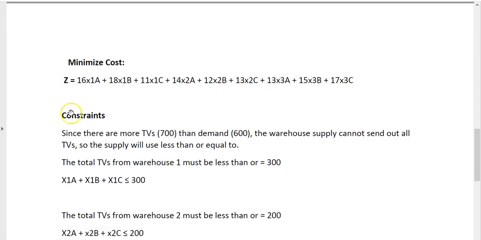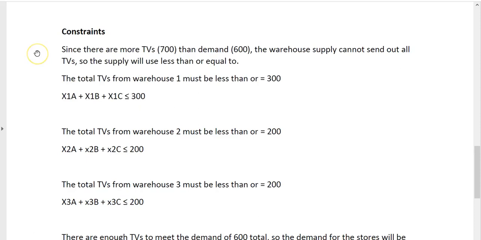Our minimum cost comes from our table: 16 times 1A, 18 times 1B, 11 times 1C, 14 times 2A, 12 times 2B, 13 times 2C, 13 times 3A, 15 times 3B, and 17 times 3C.